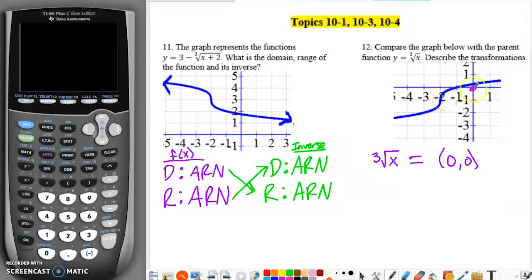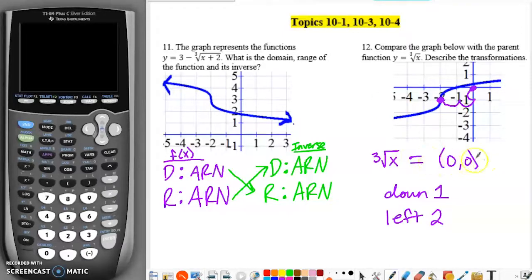Because as you can see, the middle of this graph is not 0, 0. So the middle of my graph is at this point right here. So to go from our parent function to the new starting point, I can see that I went down 1. So we're going to say it goes down 1. And then I can see I moved left 1, 2. So we moved left 2. Okay? So I can tell that's how my graph shifted.